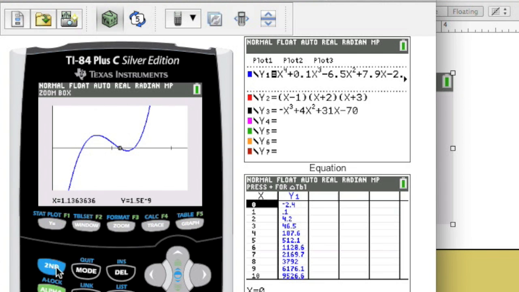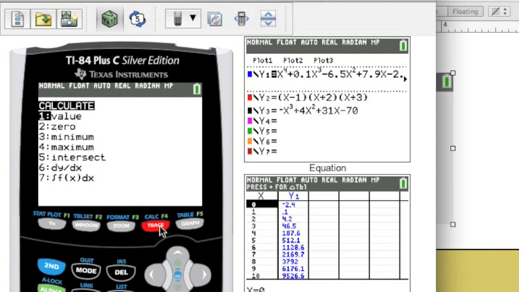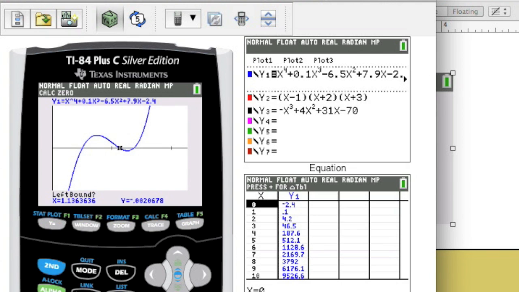So to find a zero, you press second, trace, or the calculate feature, and that brings you to zero, minimum, maximum, and several other things. We wanted zero, so I'm going to press 2. Now, the way that all of these features work, the calculator sees the graph as one big set of numbers, really, and it's asking for a left bound. So what it's telling you to do is, okay, go across your graph, and I want you to mark off a section to look at.